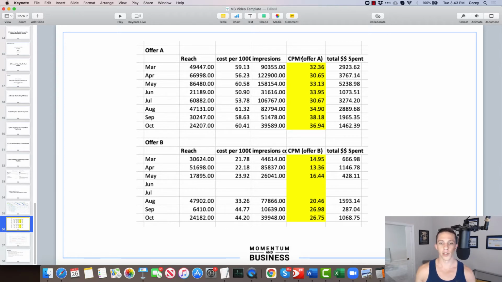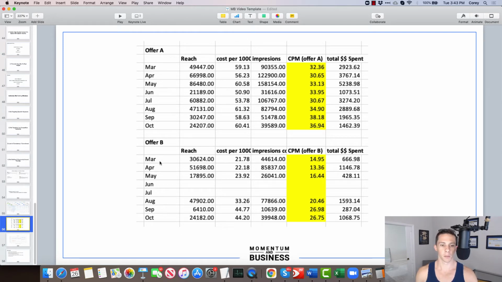So offer A, let's look at it. We can see in March it had a CPM of $32.36. April, $30.65. May, okay, this is going to be the first full month after the iOS update. It goes up a little, not much, and stays there through June. And then July, it just drops down. I remember this was a pretty hot month. And then it slowly creeps up from July. And you can see we're spending some money there.